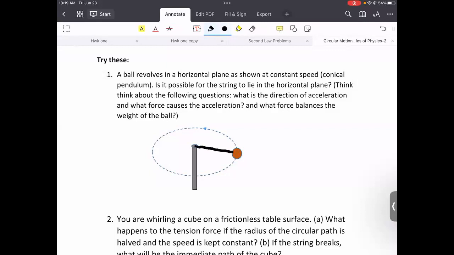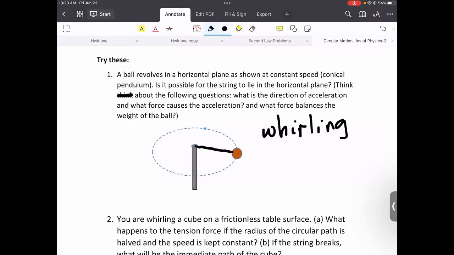In other words, if you are whirling a ball on top of your head, is it possible for the string to be exactly horizontal? Is it possible? And what does that mean? Now, there's a hint here. They say, think about the following questions. What is the direction of acceleration? And what force causes the acceleration on the ball? And what force balances the weight of the ball?